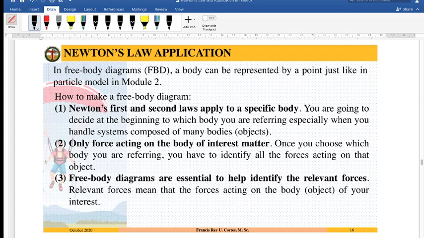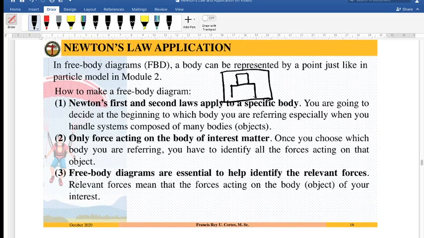So for a free body diagram or FBD, first, Newton's first and second laws apply to a specific body. So at the beginning of calculating the dynamics of physical systems, you have to decide first which object you will calculate the dynamics for. In a system, there are two or more objects that interact, right? Just like we have a table and an object on top. In my isolated system there are two objects, the table and the object resting on the table. So you have to decide which body you are referring to, whose dynamics you will calculate. It could be the table or it could be the object on the table.